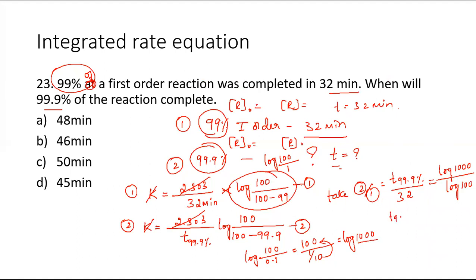Let it be like that. t 99.9% divided by 32 is equal to log 1000, which is nothing but 3.0, divided by log 100, which is 2. Therefore t 99.9% is equal to 32 into 3 divided by 2. So what is the answer? 96 by 2 is nothing but 48 minutes. So our answer is option A.